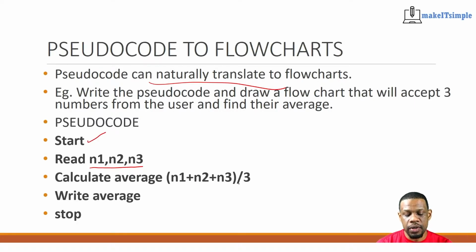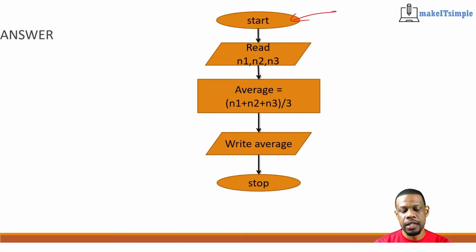Calculate average N1, N2, N3 divided by 3. What shape should that be in? We'll figure that out. Write average and stop. So let's go. Think about it. Start is an oval. Read number 1, number 2, and number 3. The keyword is read. Now that I know I'm reading, I have to use a parallelogram.